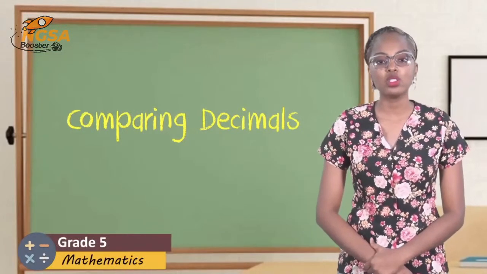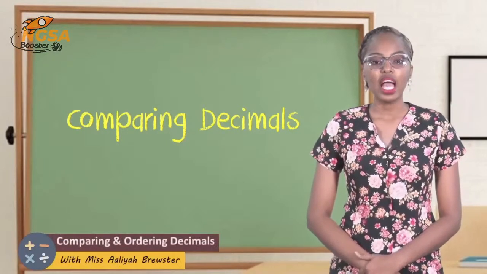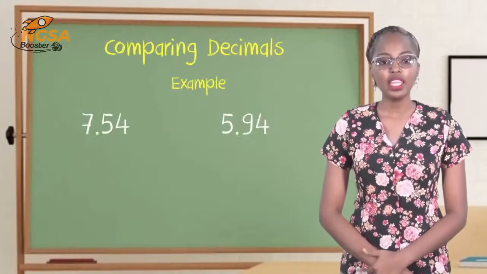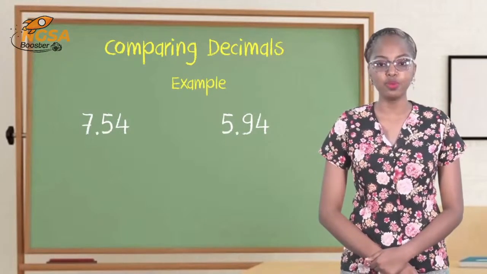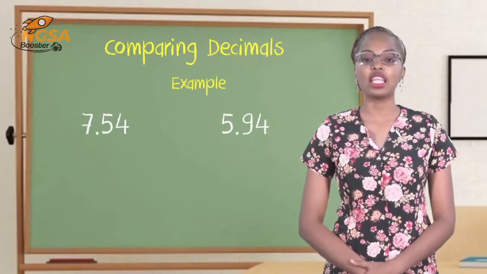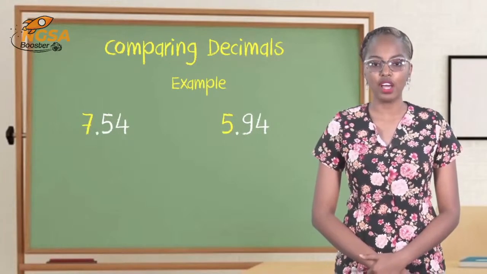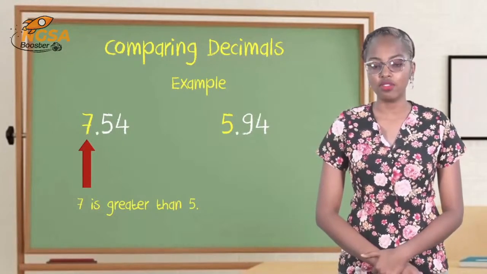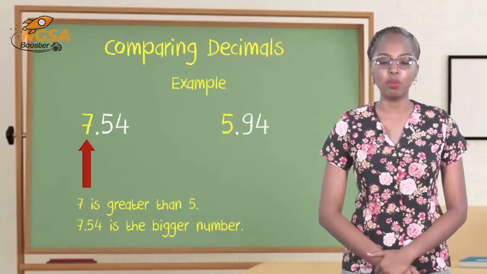Now we'll move on to comparing decimals. To compare decimals, we have to use our eyes. You have to look at the numbers and differentiate which one is bigger or perhaps even which one is smaller. In this example, we have the numbers 7.54, and then we also have the number 5.94. In this case, the whole numbers 7 and 5 are different. Therefore, 7 is greater than 5, meaning that 7.54 is the bigger number.